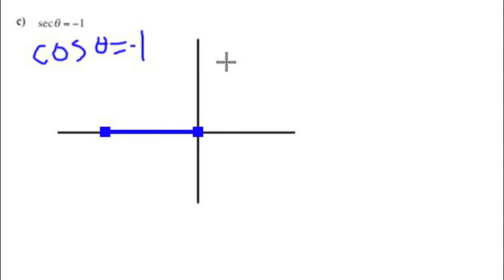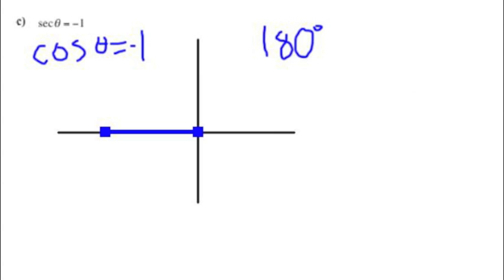And because my answer this time lies on the x-axis, I only have one answer. So whenever you have an answer that lies on an axis, you'll only get one answer. So we get 180 degrees. Okay. So those are the work you're going to be doing in a circle.